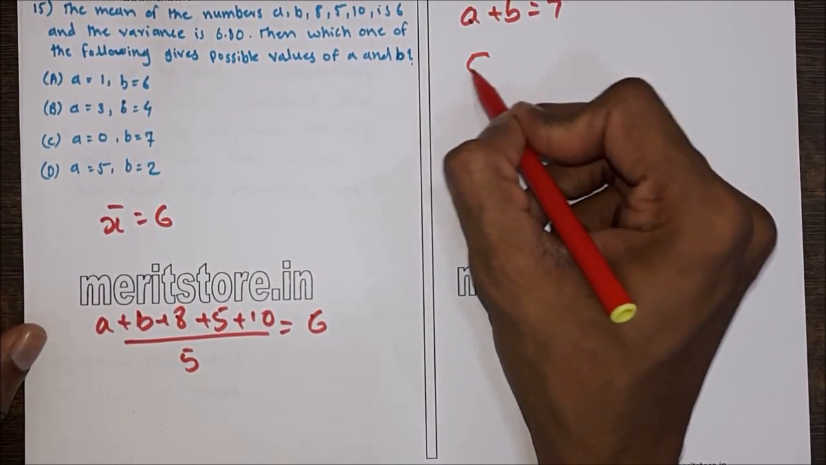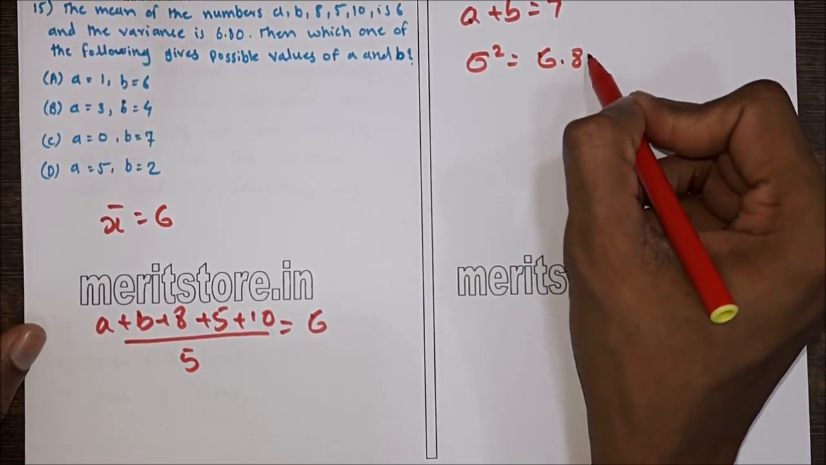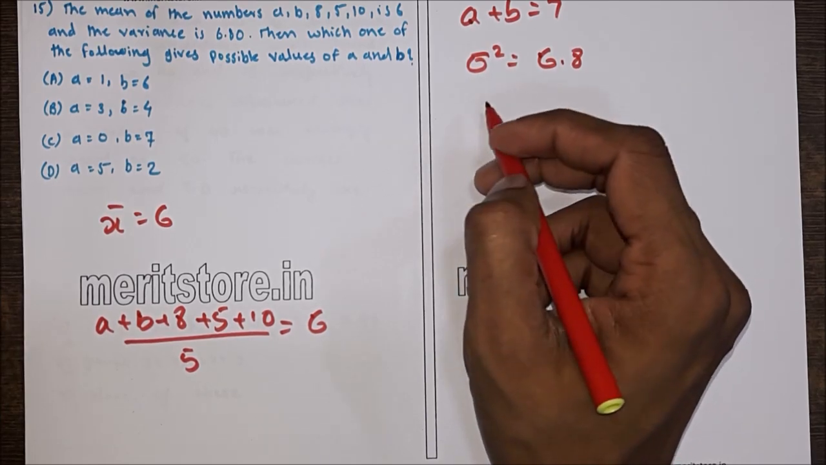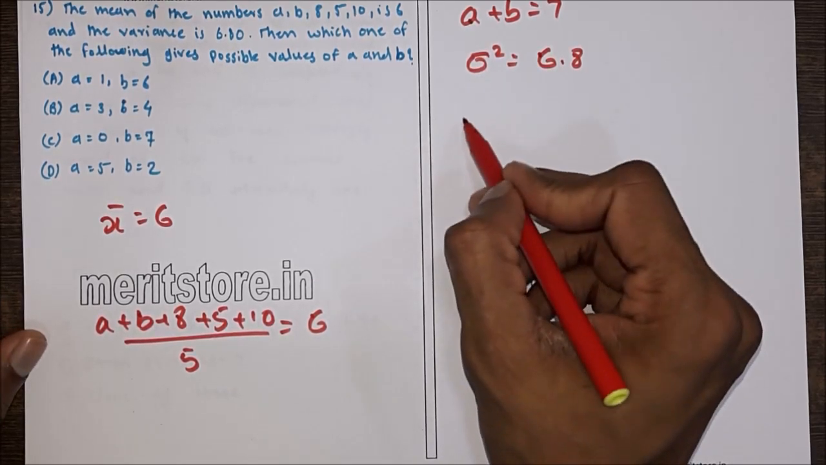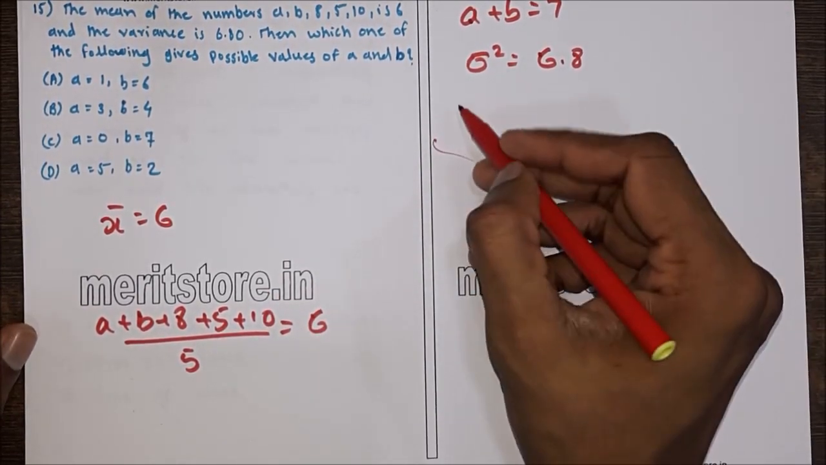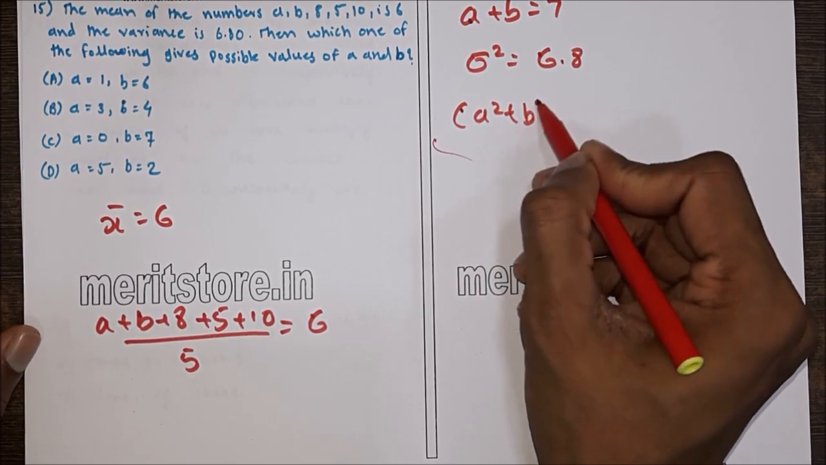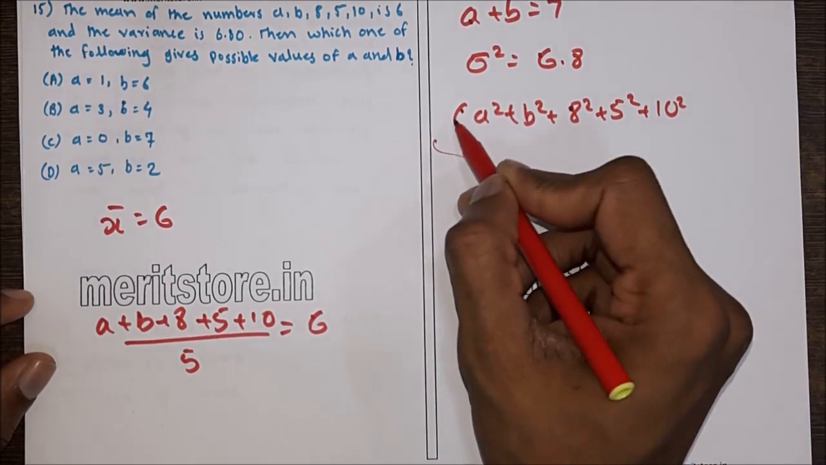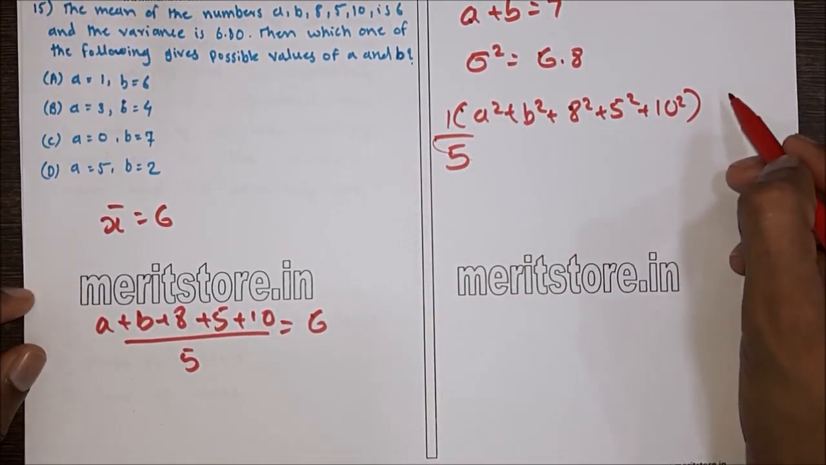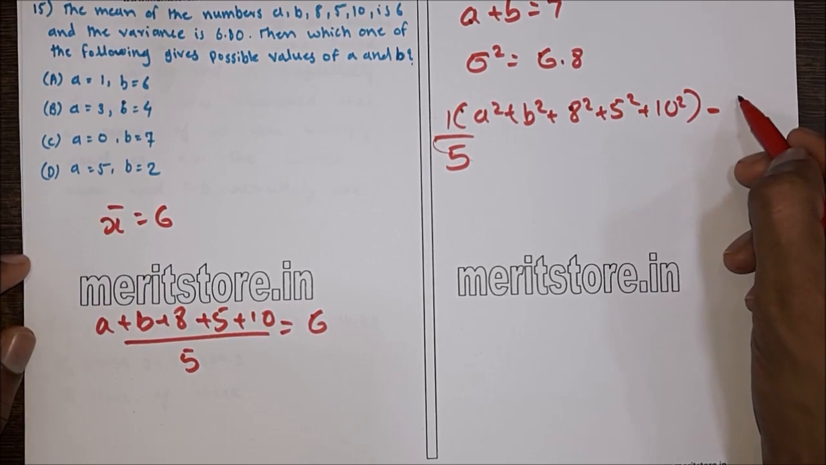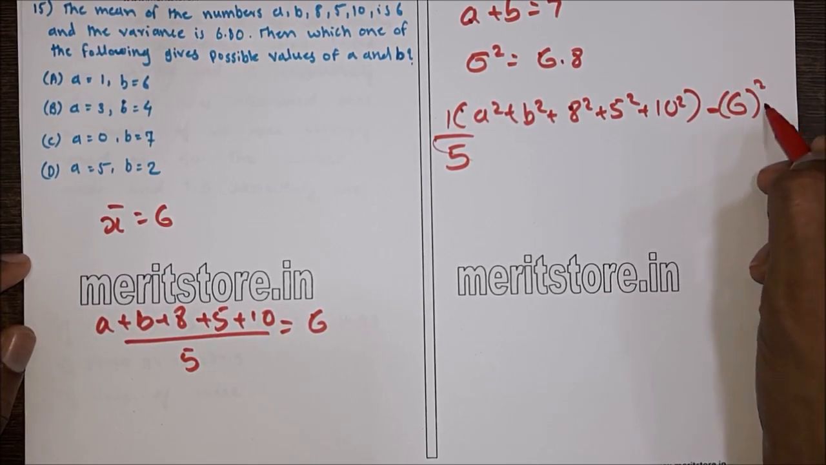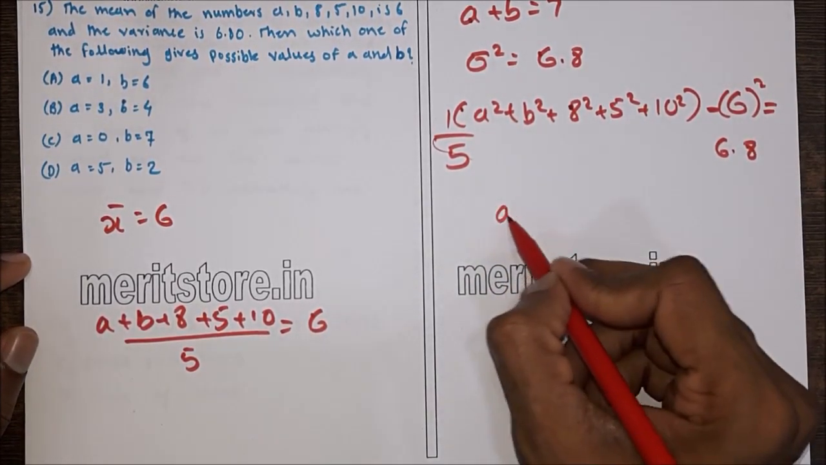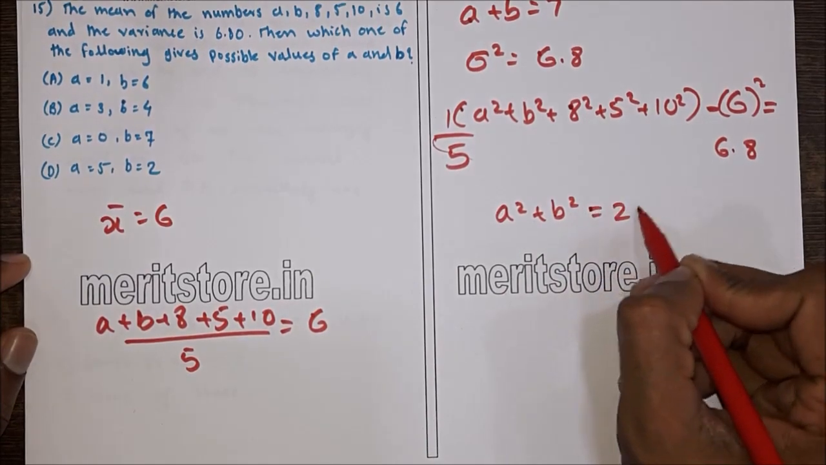So we have variance, that is sigma square, equal to 6.8. So we substitute and solve this. We have the sigma square formula, that is squaring all the numbers: A square plus B square plus 8 square plus 5 square plus 10 square, upon 5, minus the mean square, which is equal to 6.8. For solving this we get A square plus B square equal to 25.